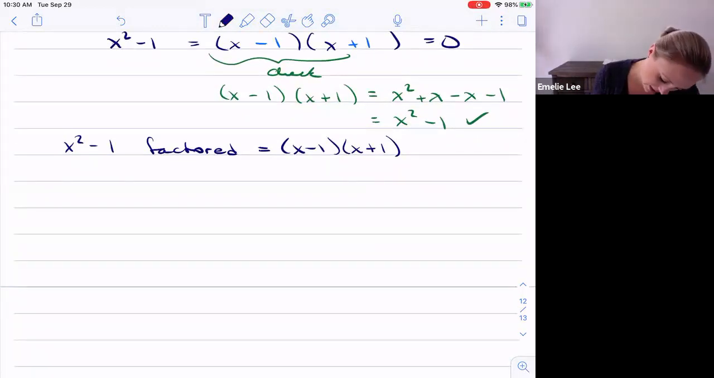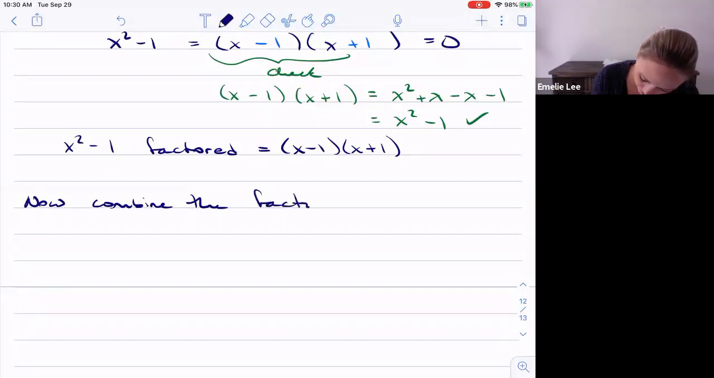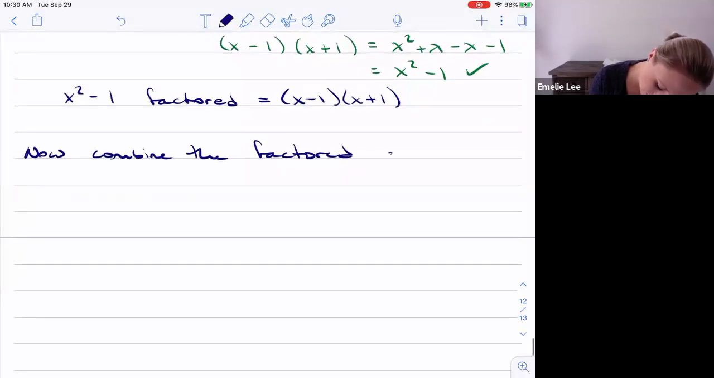So now combine the factored numerator and denominator. Factored numerator and denominator.